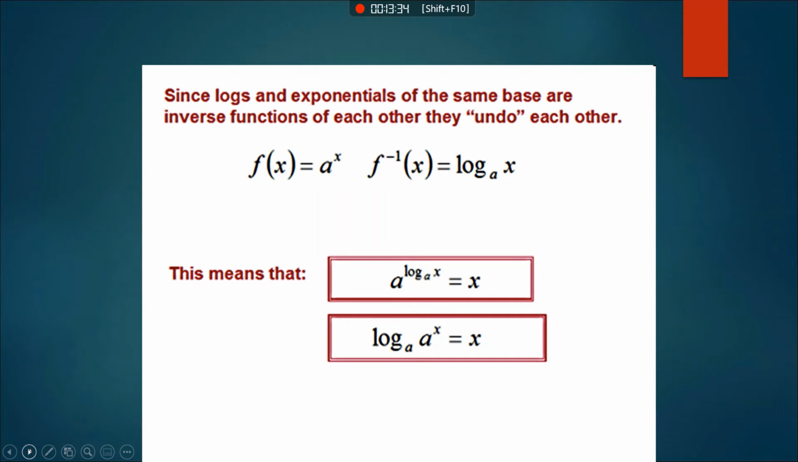Logarithms and exponents, because they are the inverse of each other, can cancel each other out. So if I had log base 2 of x equals 4, I could raise both sides to a base of 2, and this 2 log 2 will cancel. So I'll end up with 2 to the 4th power, or 16.